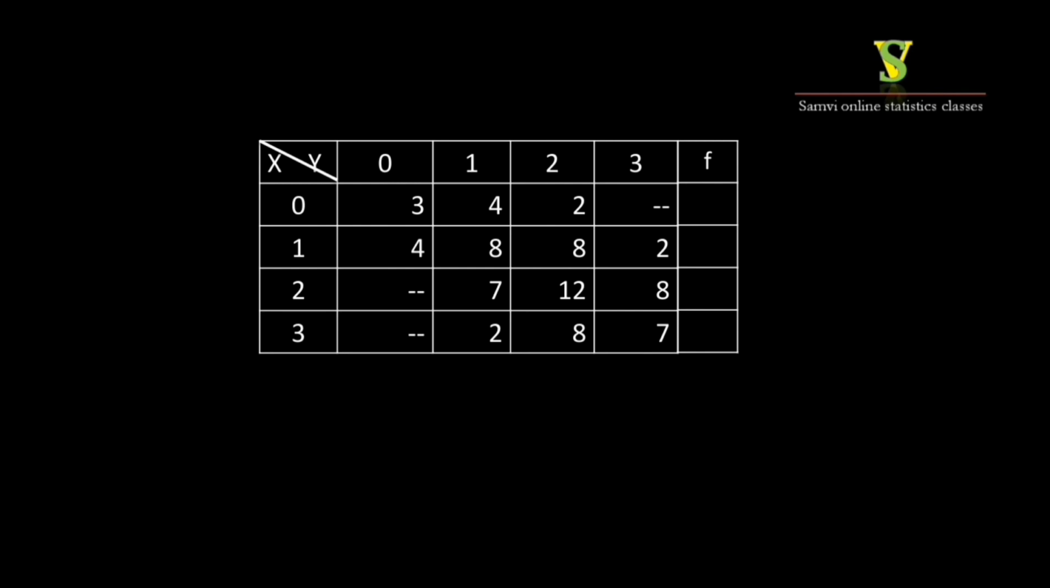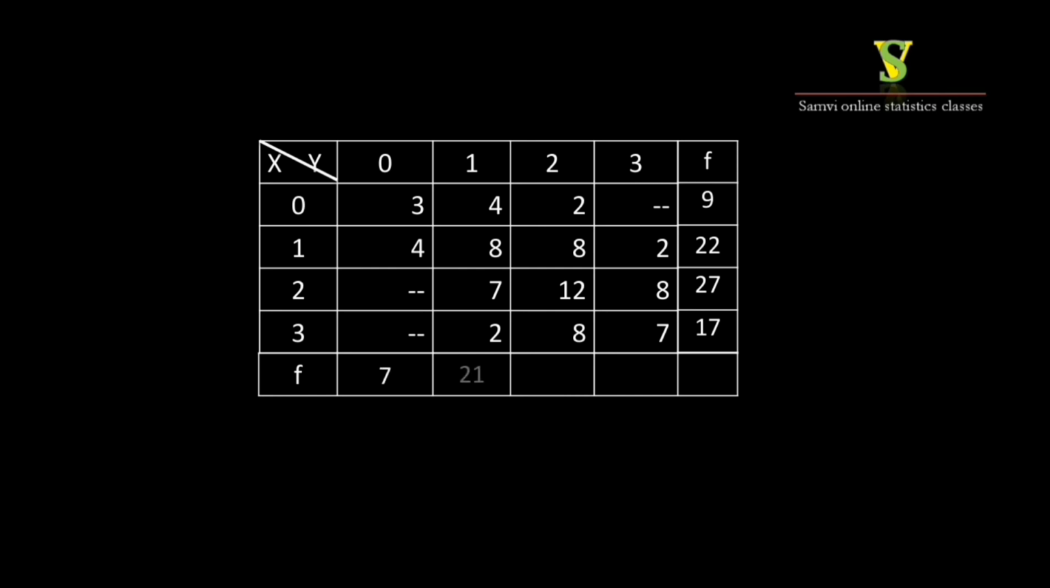that is f. So 3 plus 4 plus 2 will get here 9, 4 plus 8 plus 8 plus 2 will get here 22, 7 plus 12 plus 8 will get here 27, 2 plus 8 plus 7 will get here 17. Next you have to move for column wise total. So here column wise you have to go. 3 plus 4 will get here 7, 4 plus 8 plus 7 plus 2 will get here 21, 2 plus 8 plus 12 plus 8 will get here 30, 2 plus 8 plus 7 will get here 17.